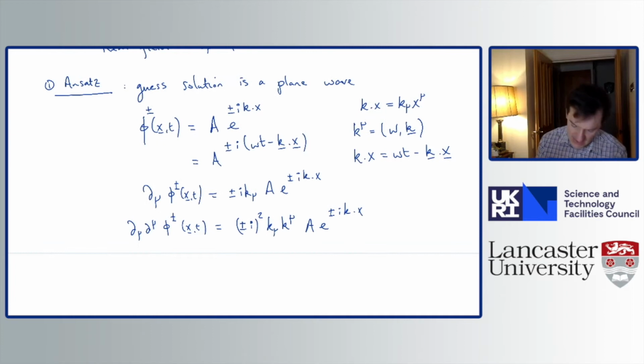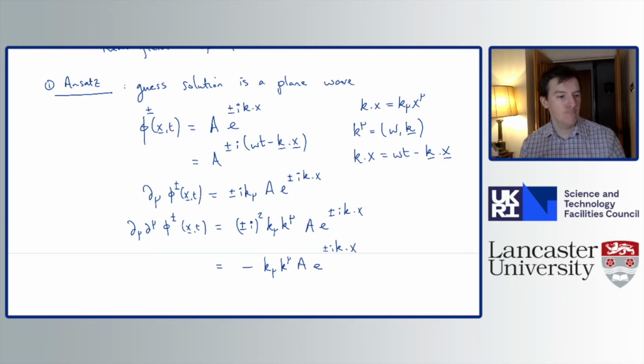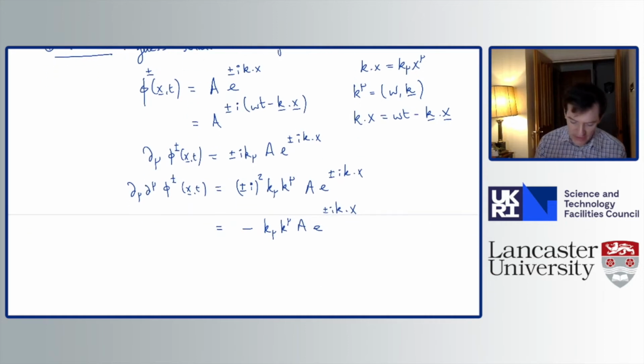Okay, so we can simplify this a little bit. If we square plus i, we get minus 1, and if we square minus i, we get minus 1. So we always get a minus k mu k mu a e to the plus or minus i k dot x. That's what the derivative is.